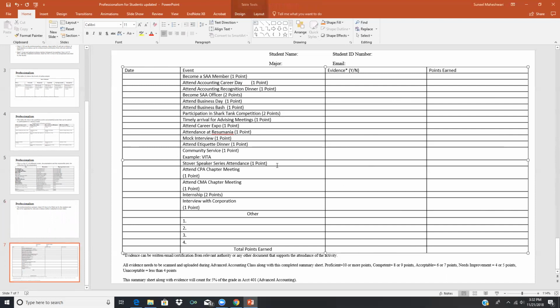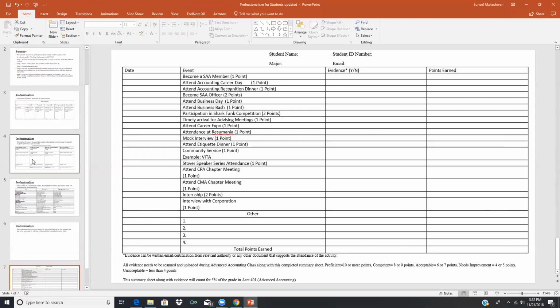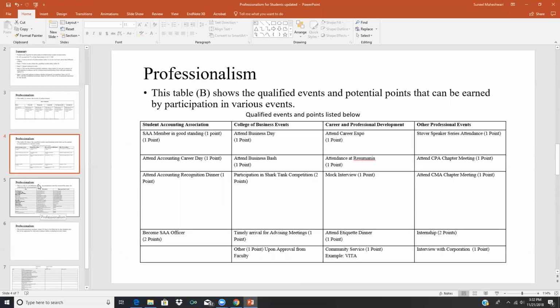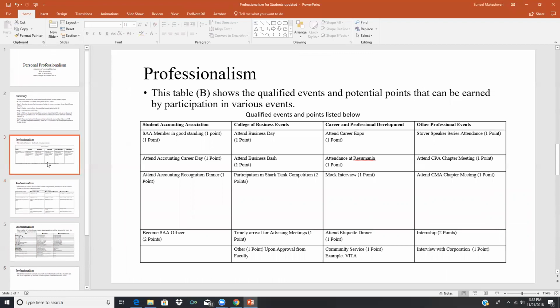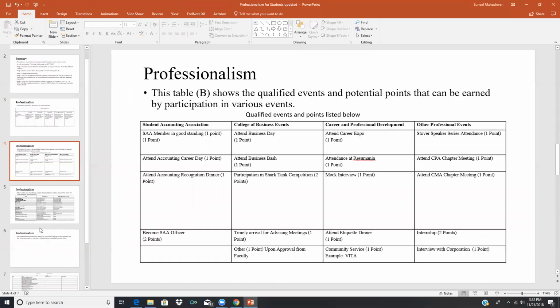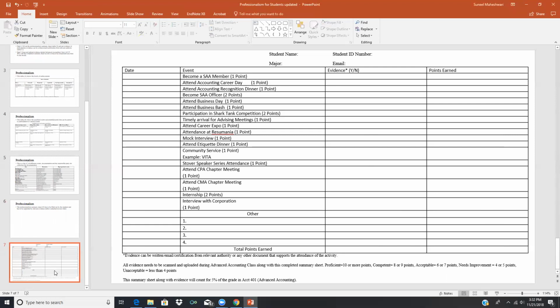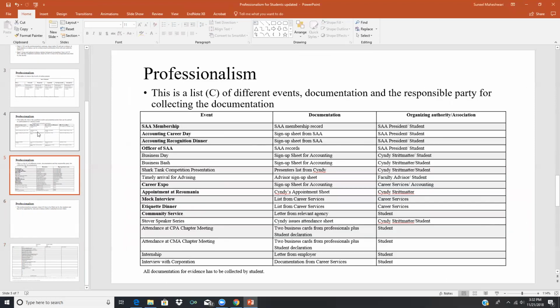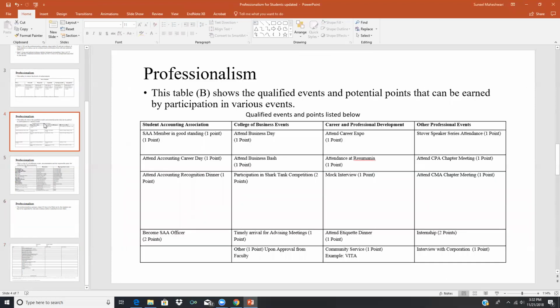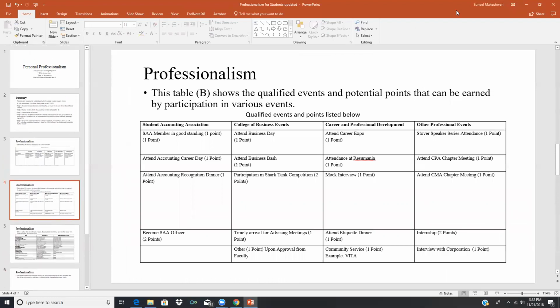So hopefully this explains how this will take place, and you will get a file for each one of them that will be uploaded by your instructor. So you'll have all these details in separate files in your 401 course, whoever the instructor for the 401 course is.